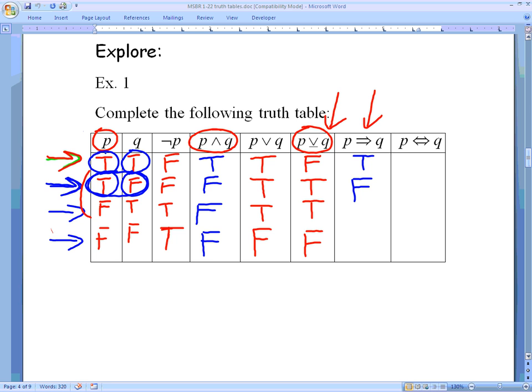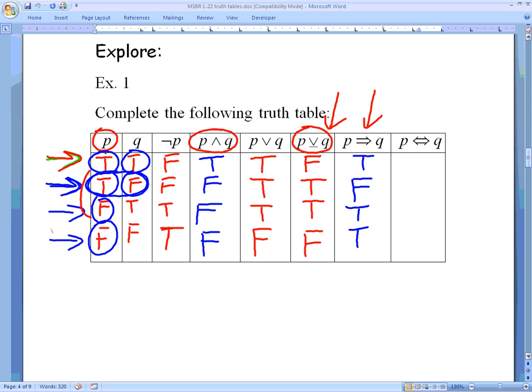Now, what happens if the first one's false? Well, again, think back to what I said if-then meant. If-then means if the first one's true, the second one's supposed to be true as well. Well, this one, the first one isn't true. So, innocent until proven guilty. This is true. Again, first one's not true. Okay, so this is true. It's only false if we can prove it false. And the only way for an if-then to be proven false is to start with a true and end with a false. Seems crazy, I know.